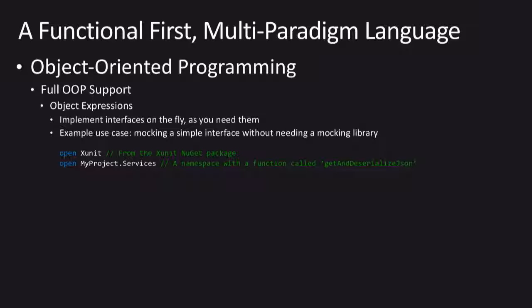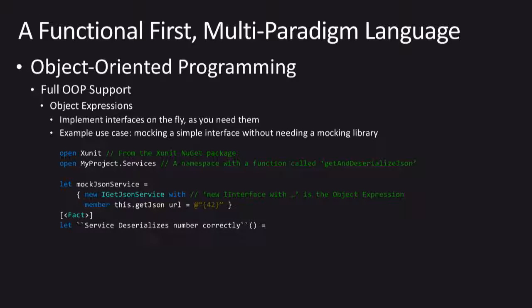If I were using XUnit, I'd open that up. You can imagine my project.services is a thing that I'm depending on, and it has a function called get and deserialize JSON. And because I'm following best practices, it uses dependency injection and takes in a little JSON service. So we'll create a mock JSON service on the fly here with this new iGetJSON service with. This is basically how you actually implement it. And then I just say, well, this.getJSON with a URL gives me 42 as a little JavaScript object. And so then I would use that in a unit test here.